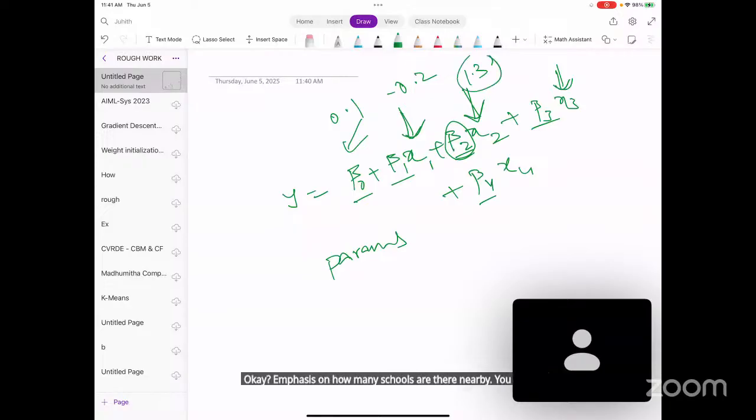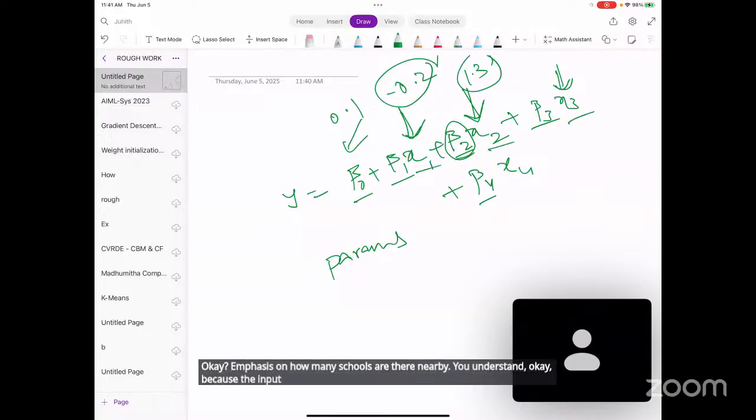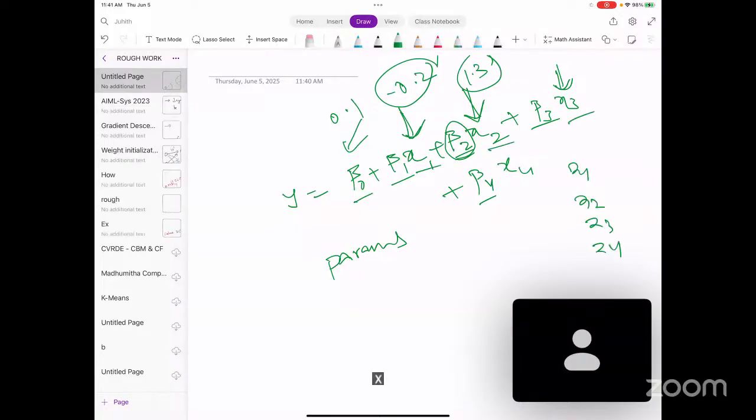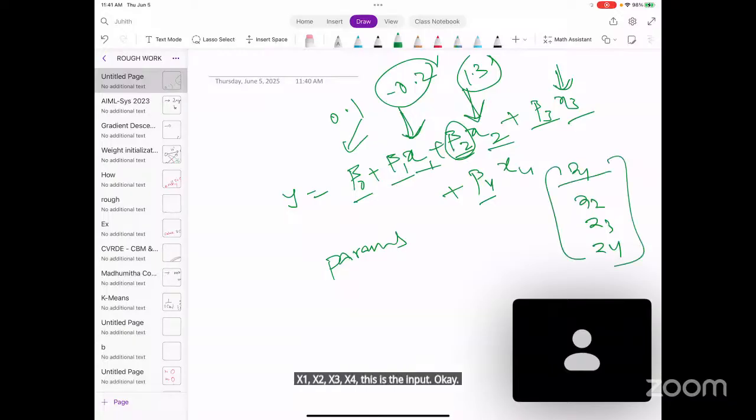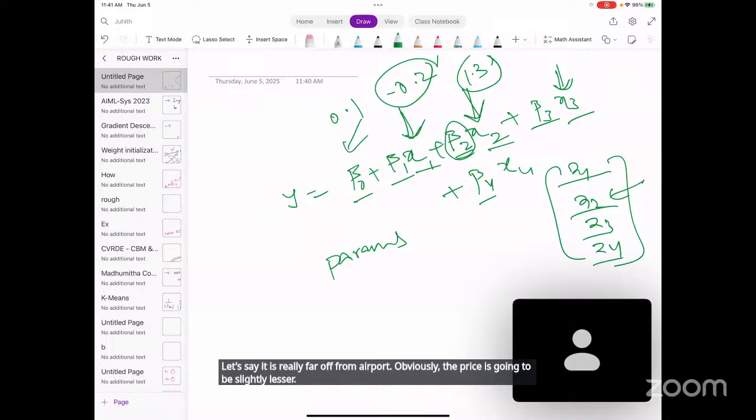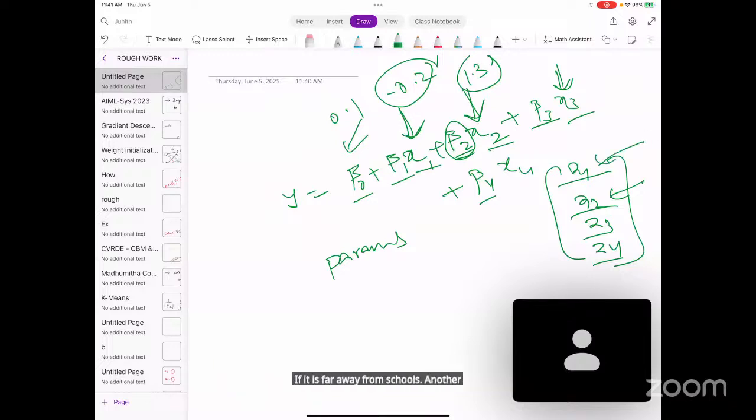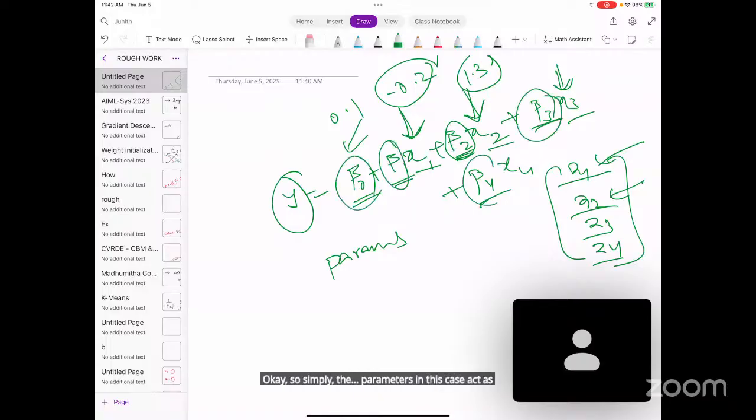You understand, because the input, whatever you are providing, x1, x2, x3, x4, this is the input. Let's say it is really far off from the airport, obviously the price is going to be slightly lesser. If it is far away from schools, that is another reason why the model predicts less. In this model, which is a linear regression model, the parameters themselves can explain why the model is predicting what it is predicting. So simply, the parameters in this case act as explanation for the model.